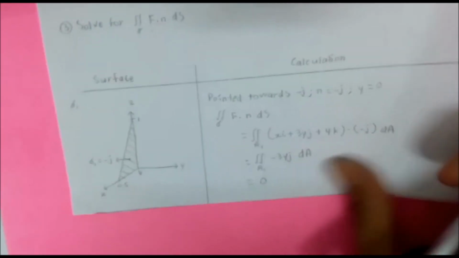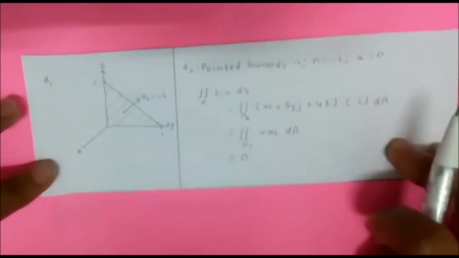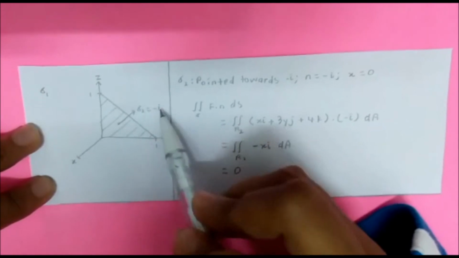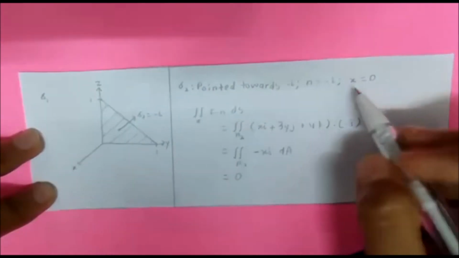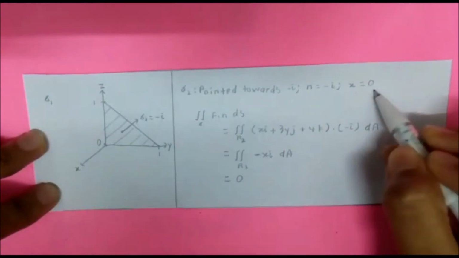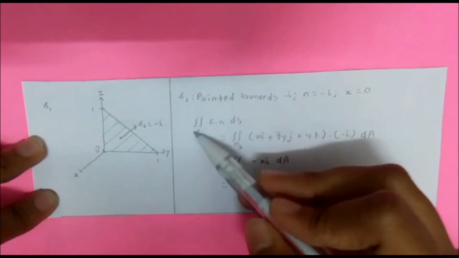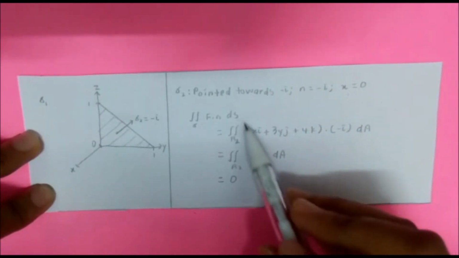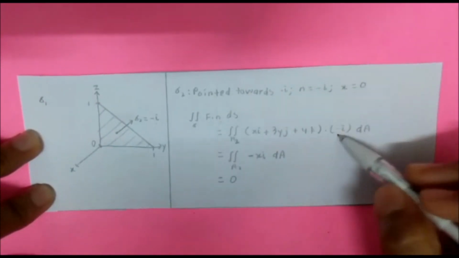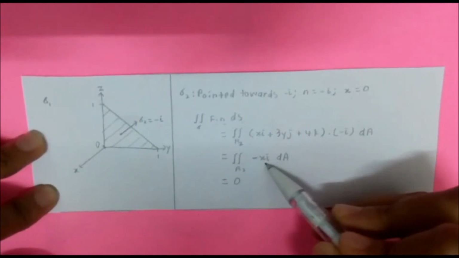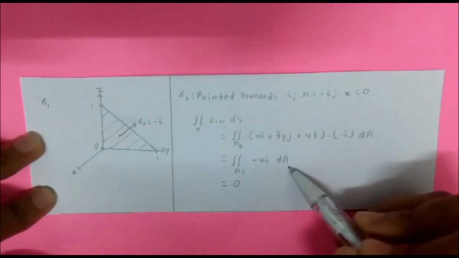For the second plane, we know that it points towards negative i, and we also know that there is no value of x, so x will be 0. So to double integrate F dot dS, we know that n is negative i dA, and we get negative x dA.